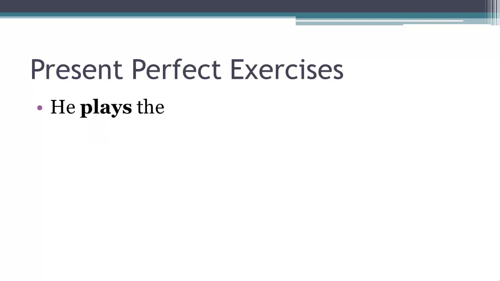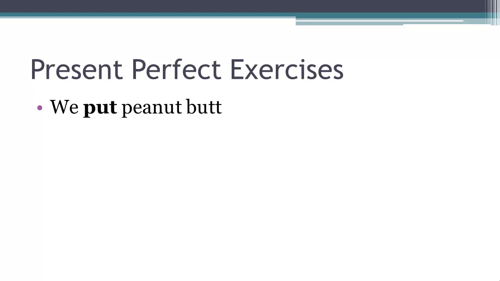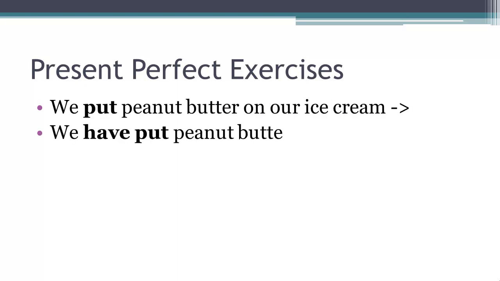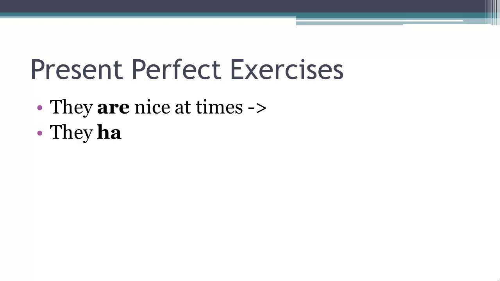Number 3. He plays the piano for us. He has played the piano for us. Remember to use has because it's in the third person singular. Number 4. We put peanut butter on our ice cream. We have put peanut butter on our ice cream. Number 5. They are nice at times. They have been nice at times.